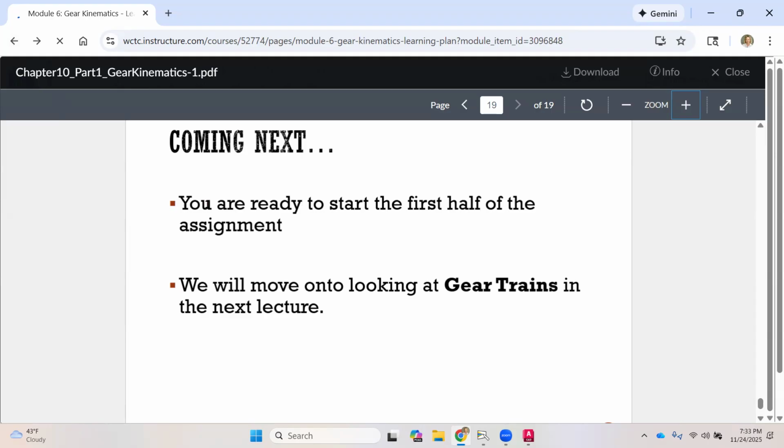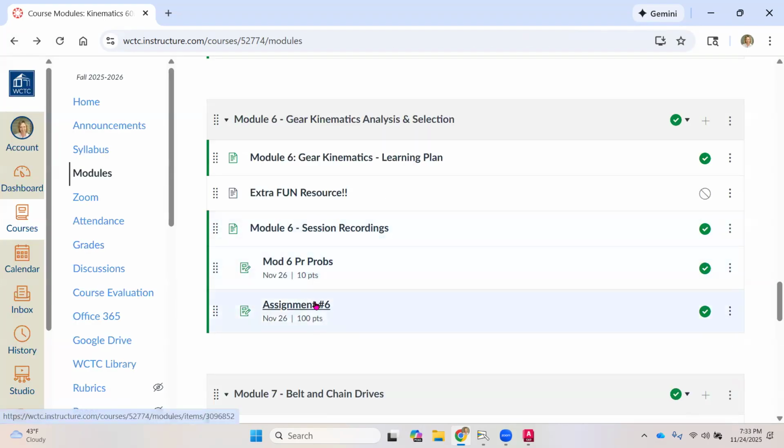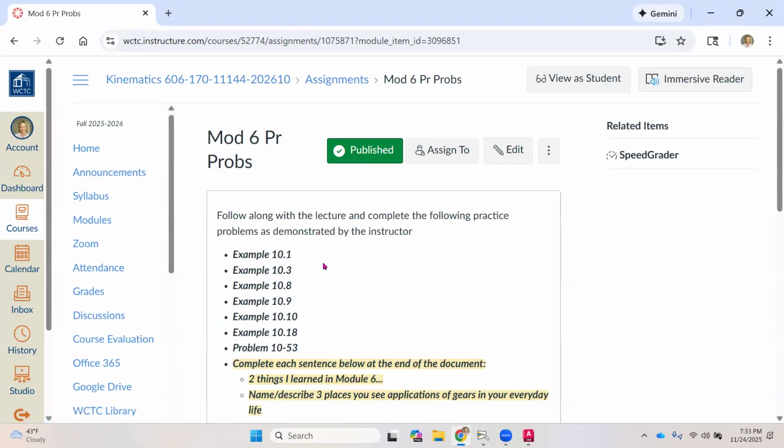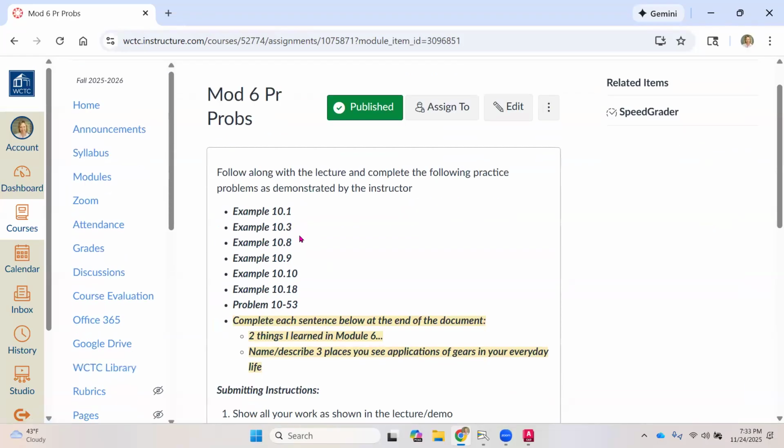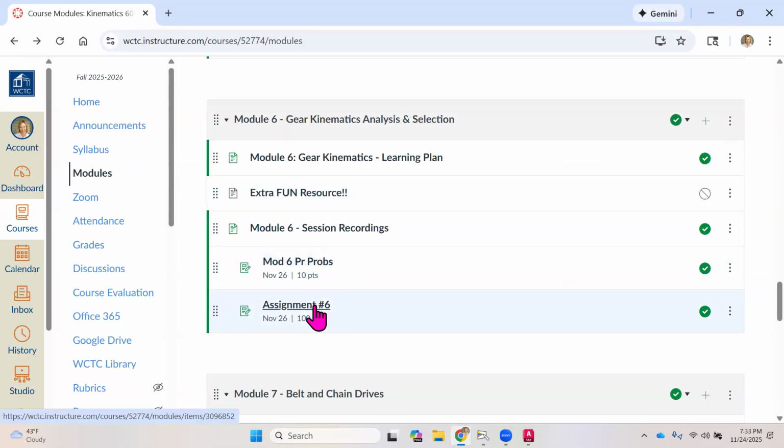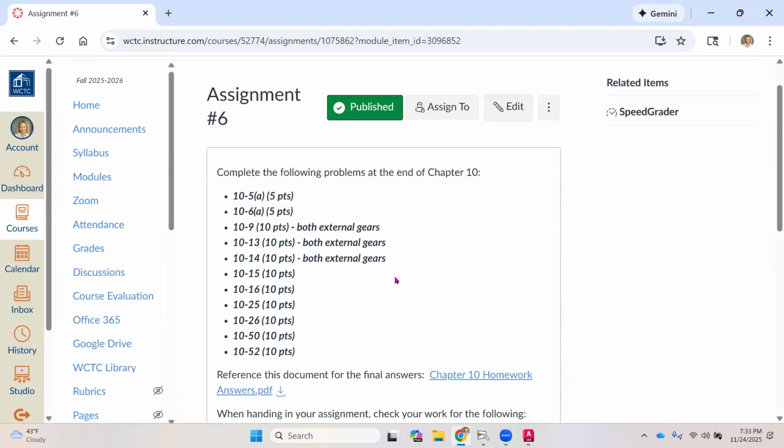So before I let you go, let's take a peek at first our practice problems we have. So we have gone through, it looks like the first 5 practice problems. We did 10, 10, and then the next time we get together, we have 2 more that we're going to do, okay? And then if I look at my assignment, you are going to be able to do all of the problems through 10.25 that are on our list here with the stuff that we did this evening.